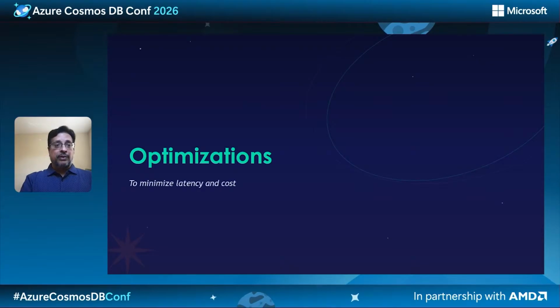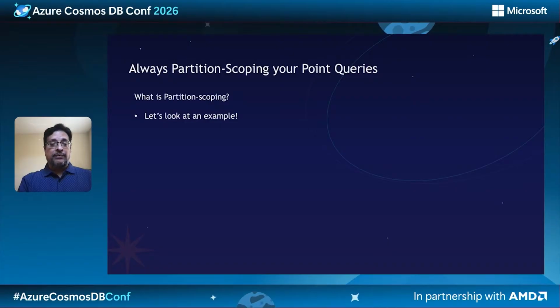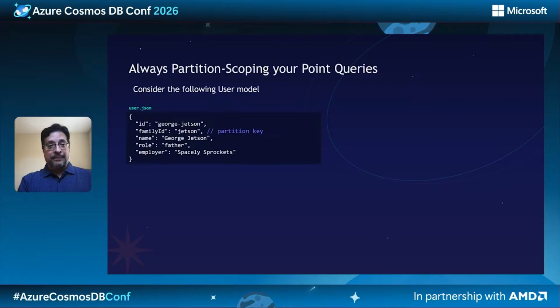Now that we've covered three of the main core pieces of functionality, let's talk about some optimizations in terms of latency and cost. There are three types of optimizations worth considering. We've already talked about the first one, which is to use a GSI. The second one is about partition scoping. First of all, what is partition scoping? Let's look at an example.